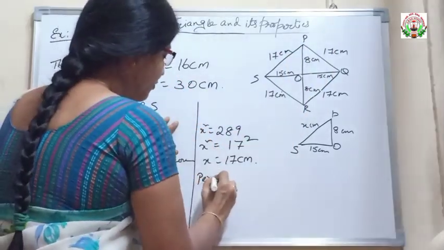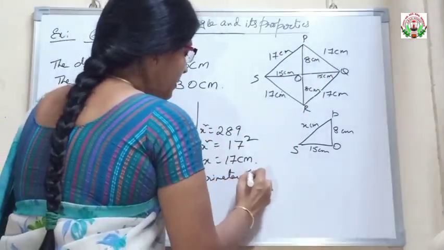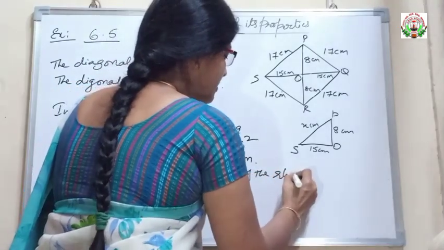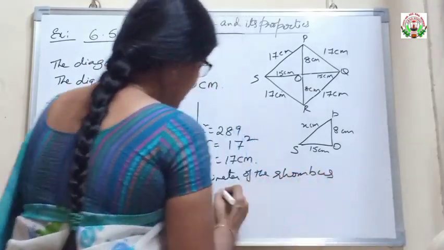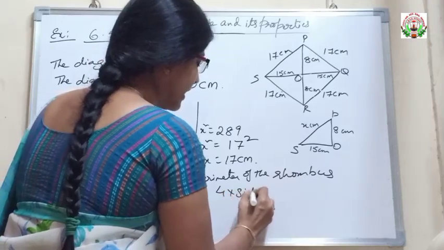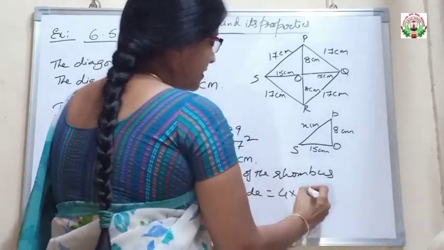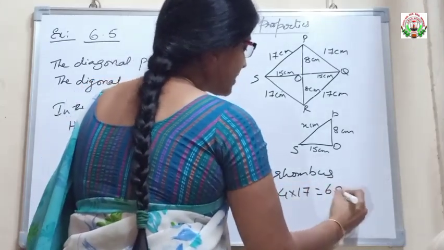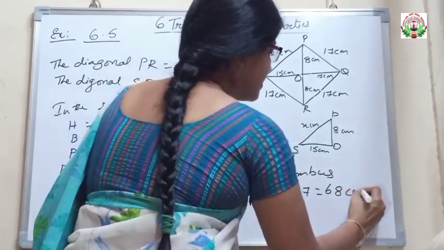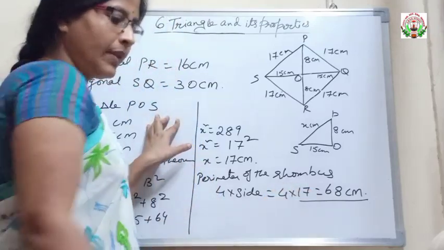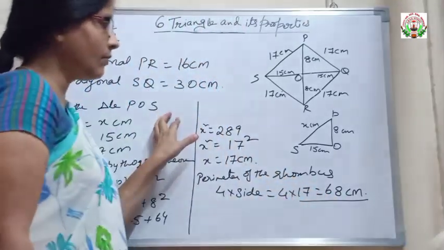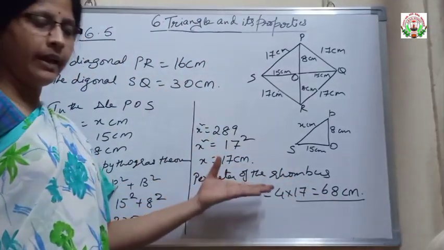And so we have to find the perimeter of the rhombus. It is 4 into side, that is 4 into 17, that is 68 centimeters. This is your answer. This is your answer for your 8th question.